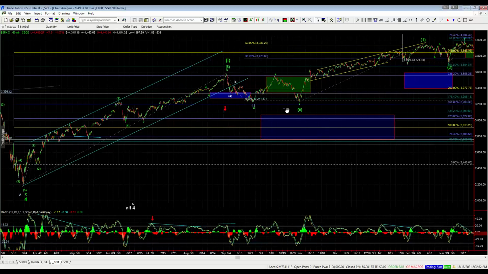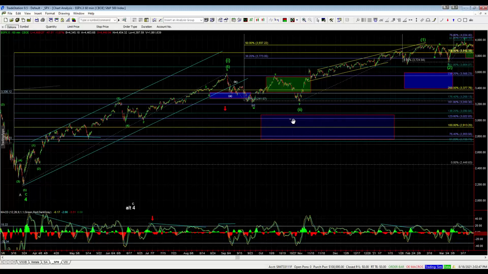So this in real time was a bit tricky, but because this move up off this low was so clean and followed our fib pinball guidelines so well, it really did suggest that this was a wave 2 bottom versus a wave 4 bottom.